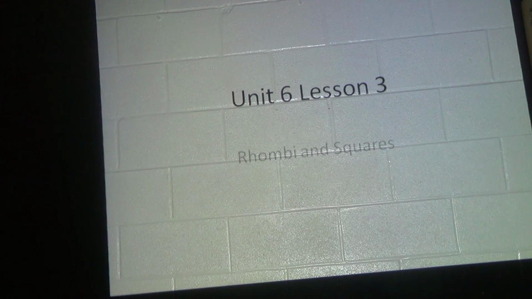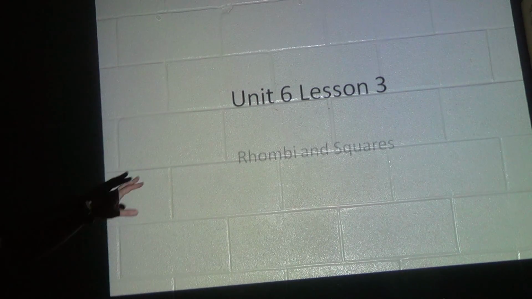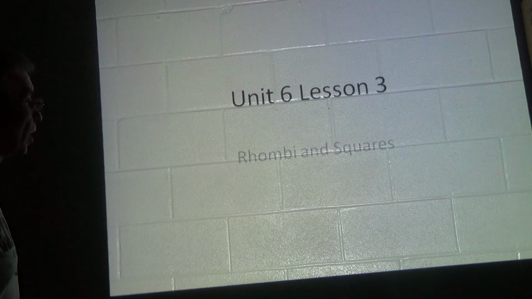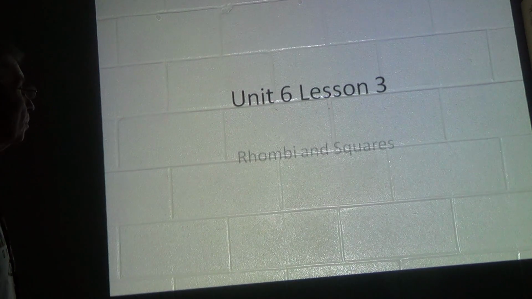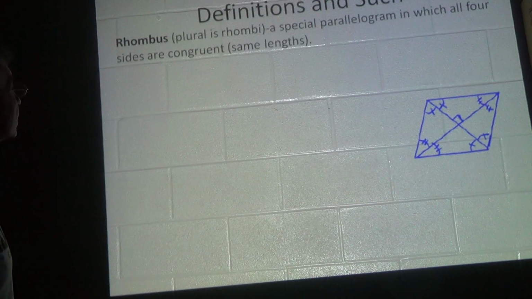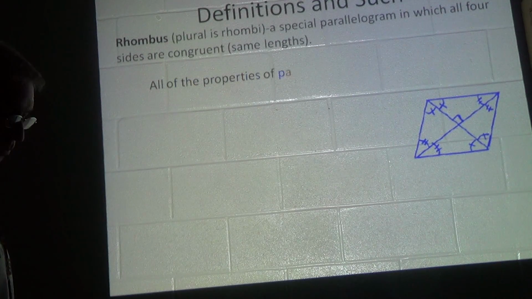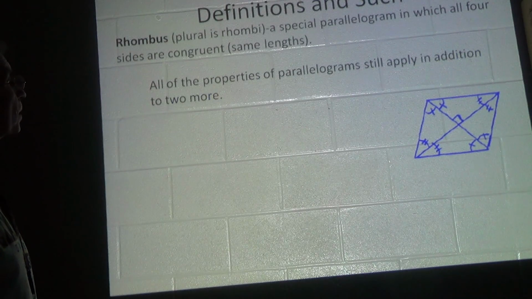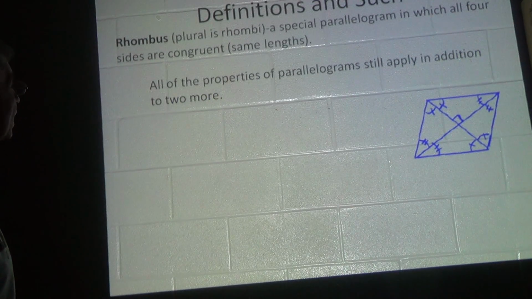This is the third lesson in Unit 6. This is about the rhombi and the squares. Rhombi is simply the plural of rhombus. We're going to look at that. We've got definitions about it. The plural is rhombi. That's a special parallelogram in which all four sides are congruent, or the same length. So that's what this is talking about.